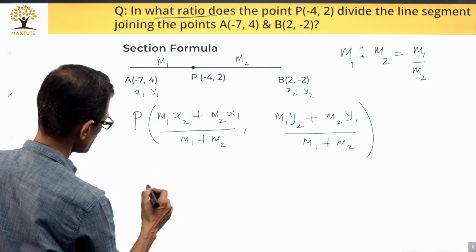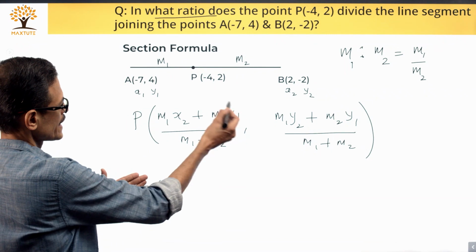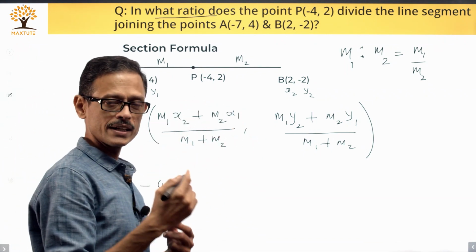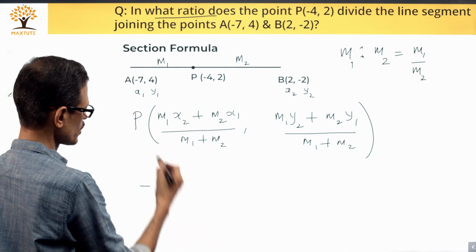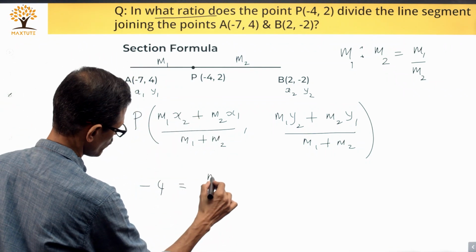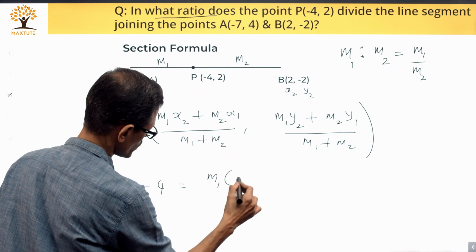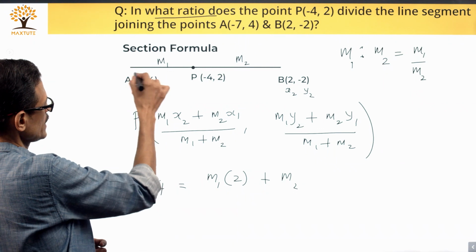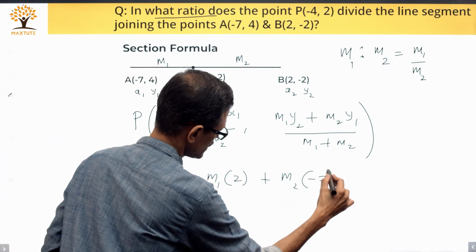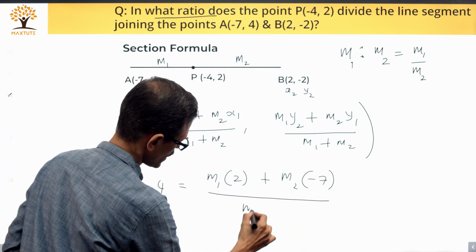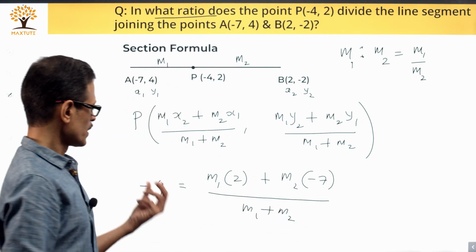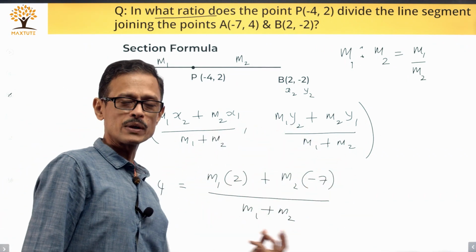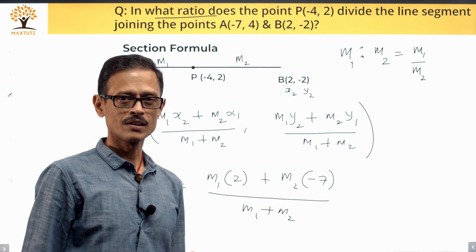So, the x coordinate of point P is equal to -4, and let us derive this x coordinate using this expression. We are trying to find out m1 is to m2, so m1 and m2 we do not know. This -4 is equal to m1 times x2, what is x2? x2 is 2, plus m2 times x1, and x1 is equal to -7, divided by m1 plus m2. So, the x coordinate of point P, -4, is equal to this expression. Let us solve this.